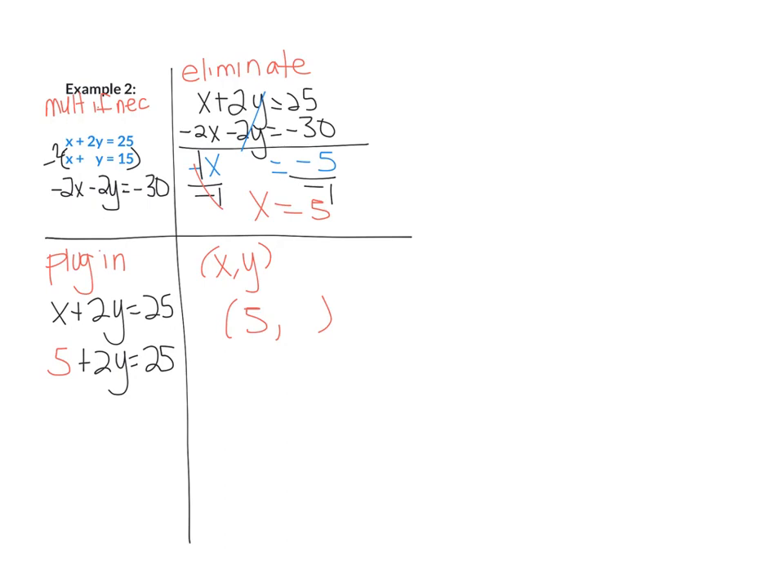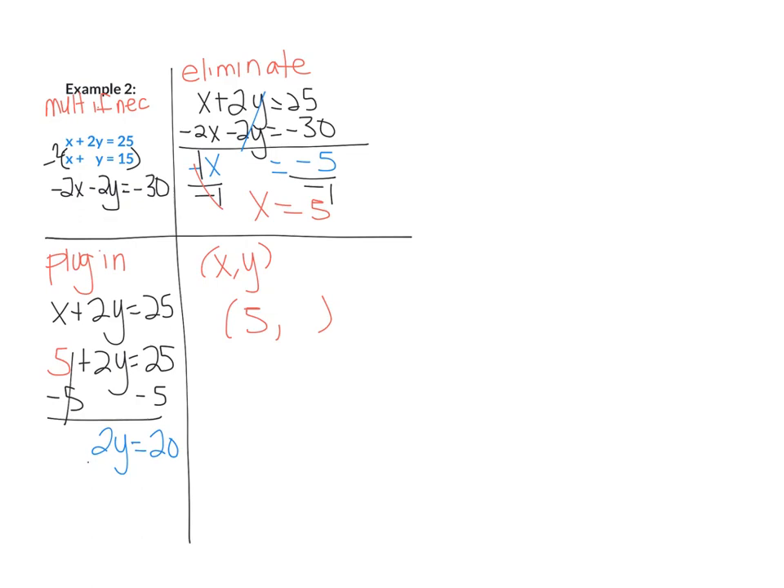So what I'm going to do is subtract 5 from both sides, because I want to move my constant to the other side. 5 minus 5 will cancel out. I'm going to have 2y, that's going to come down, equals 25 minus 5 will give me 20.